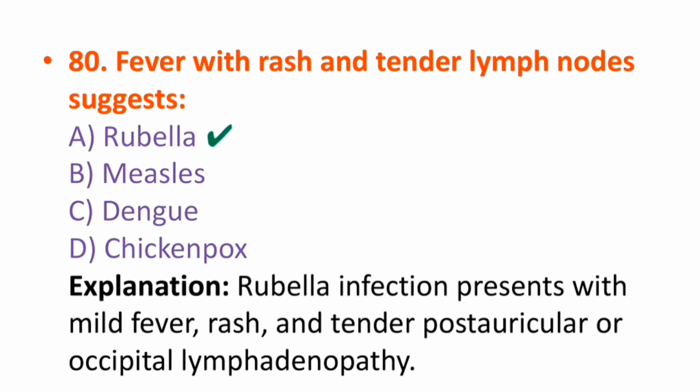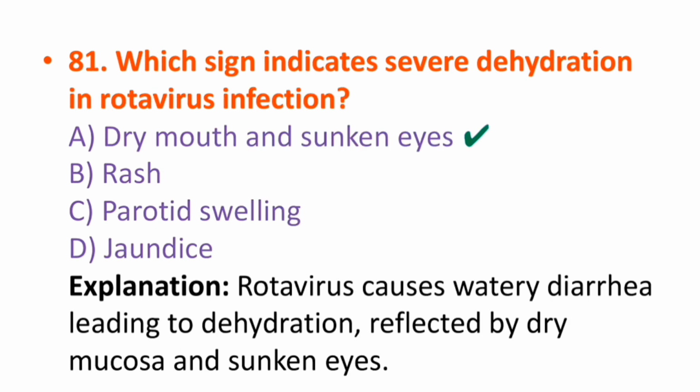Fever with rash and tender lymph nodes suggests: option A, rubella; option B, measles; option C, dengue; option D, chickenpox. The correct answer is option A, rubella. Rubella infection presents with mild fever, rash, and tender post-auricular or occipital lymphadenopathy. Fever with rash and tender lymph nodes suggests rubella.